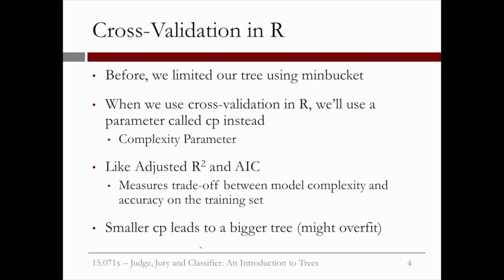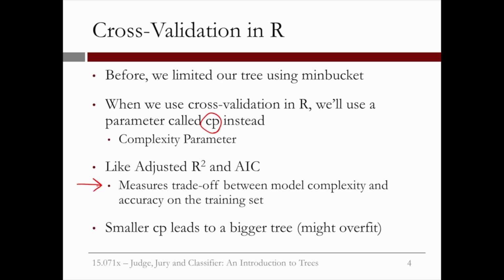So far, we've used the parameter min bucket to limit our tree in R. When we use cross-validation in R, we'll use a parameter called CP instead. This is the complexity parameter. It's like adjusted R-squared for linear regression and AIC for logistic regression in that it measures the trade-off between model complexity and accuracy on the training set.